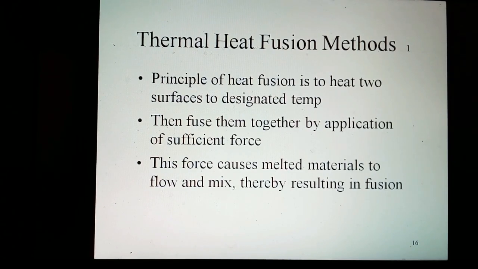The principle of heat fusion is to heat two surfaces to a designated temperature and then fuse them together by application of a sufficient force. This force causes the melted materials to flow and mix, thereby resulting in fusion.